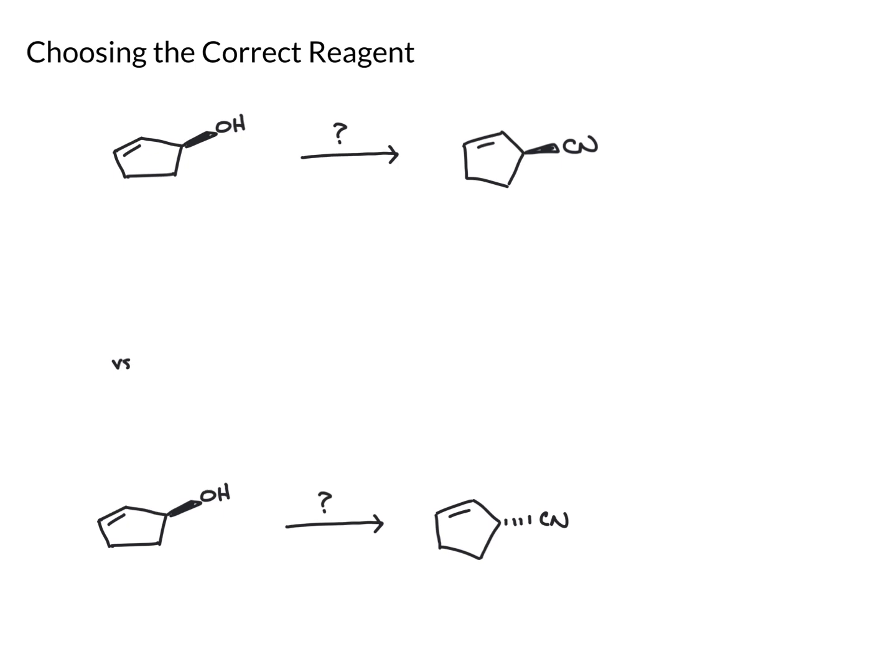Now I want to talk a little bit about choosing the right reagent for what you're trying to accomplish in terms of stereochemistry. Because remember that if you add something like PBr3 to an alcohol, you get inversion. If you add tosyl chloride and pyridine, you retain the stereochemistry. Right, but also keep in mind, anytime you do an SN2 reaction, you get inversion.